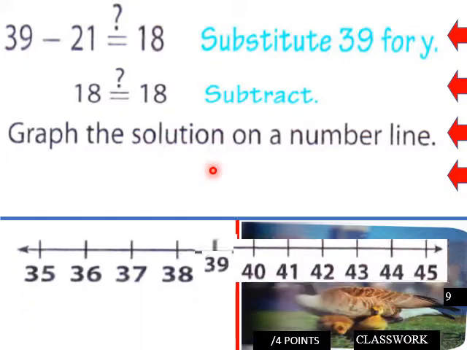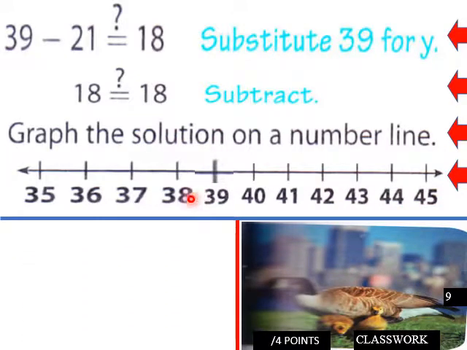Graph the solution on a number line. Here's 39 on a number line.